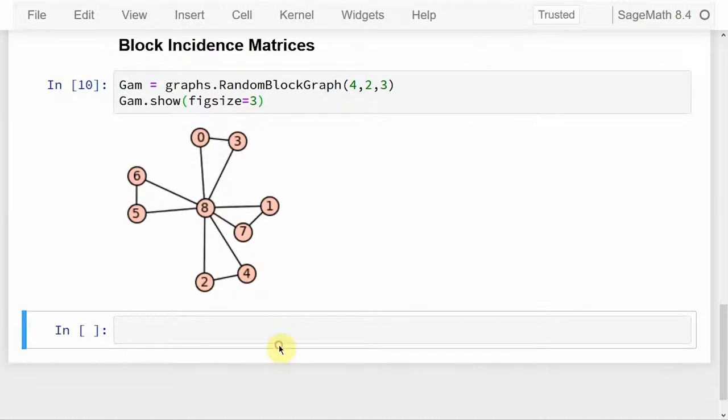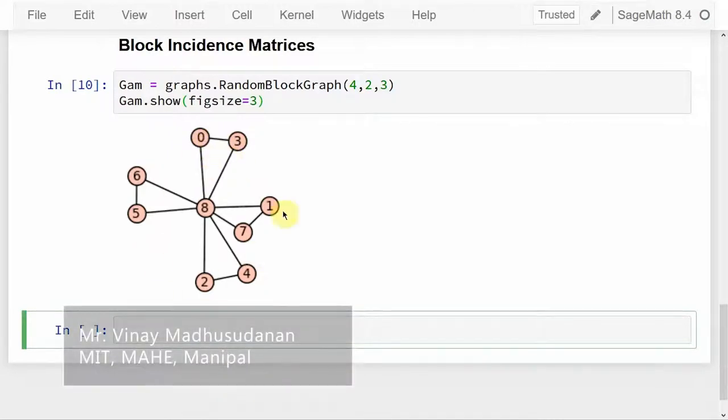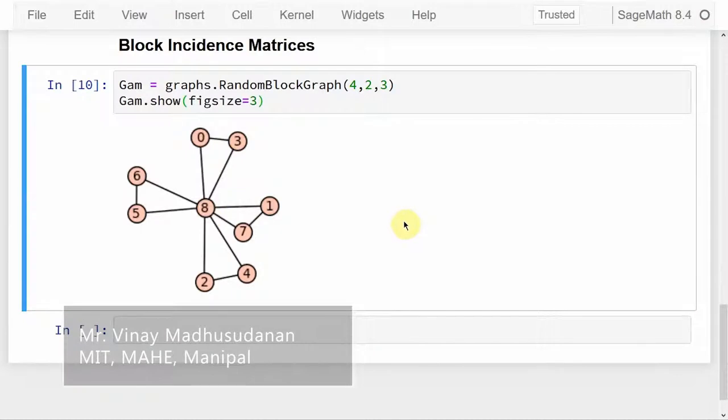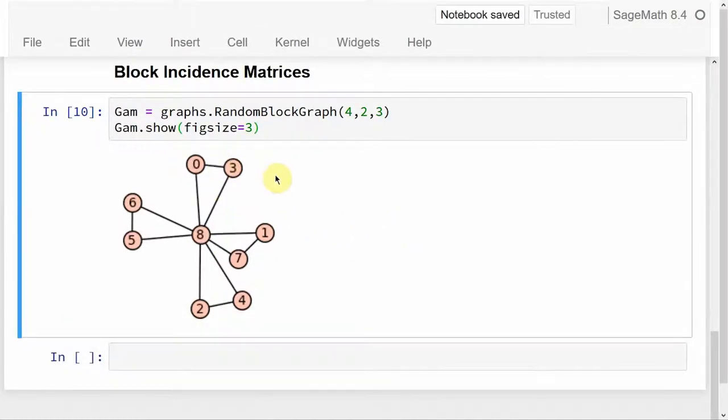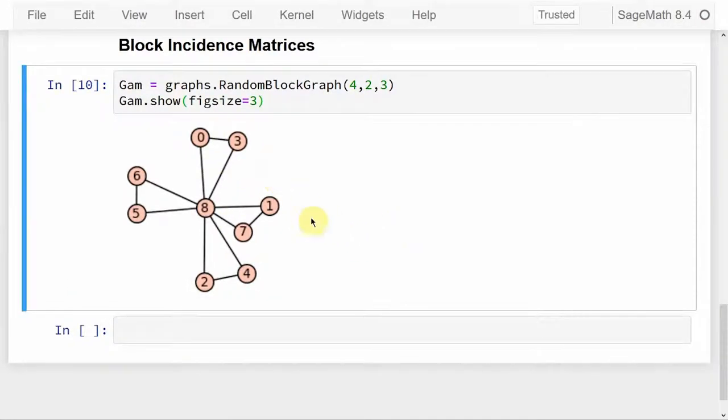This happens to be a friendship graph, that's fine. So if you know about the blocks of a graph, you can see that there are 4 blocks in this graph, and 8 is a cut vertex. So blocks are nothing but maximal 2 connected subgraphs of a graph.